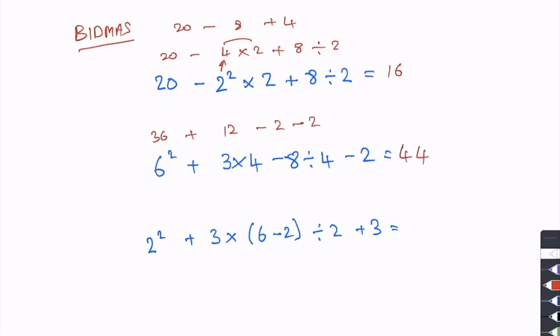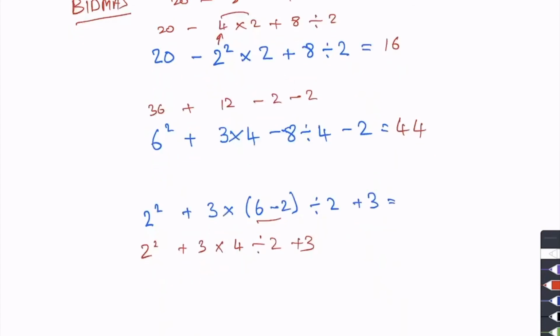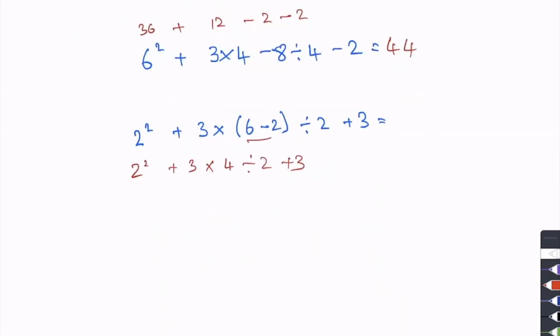So here we can see brackets. So 6 minus 2 is 4. Let's write this out. 2 squared plus 3 times, and our bracket works out to be 4, divided by 2 plus 3. And now we do our indices. So 2 squared is 4, plus 3 times 4 is 12. 12 divided by 2 is 6. So let me scratch that. That gives us 6, plus 3, which gives us 13.